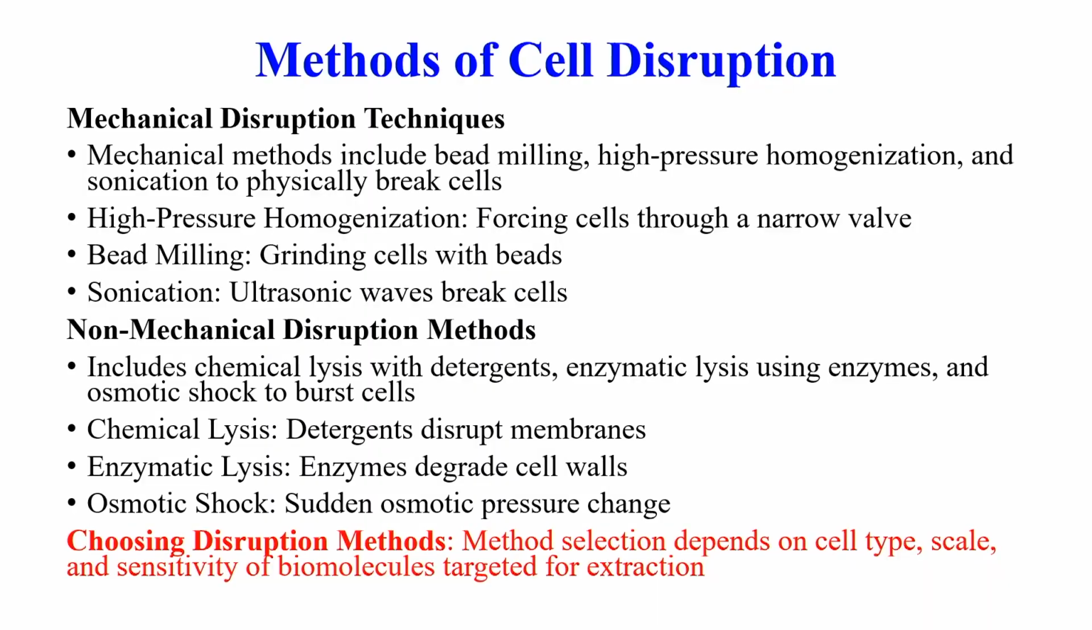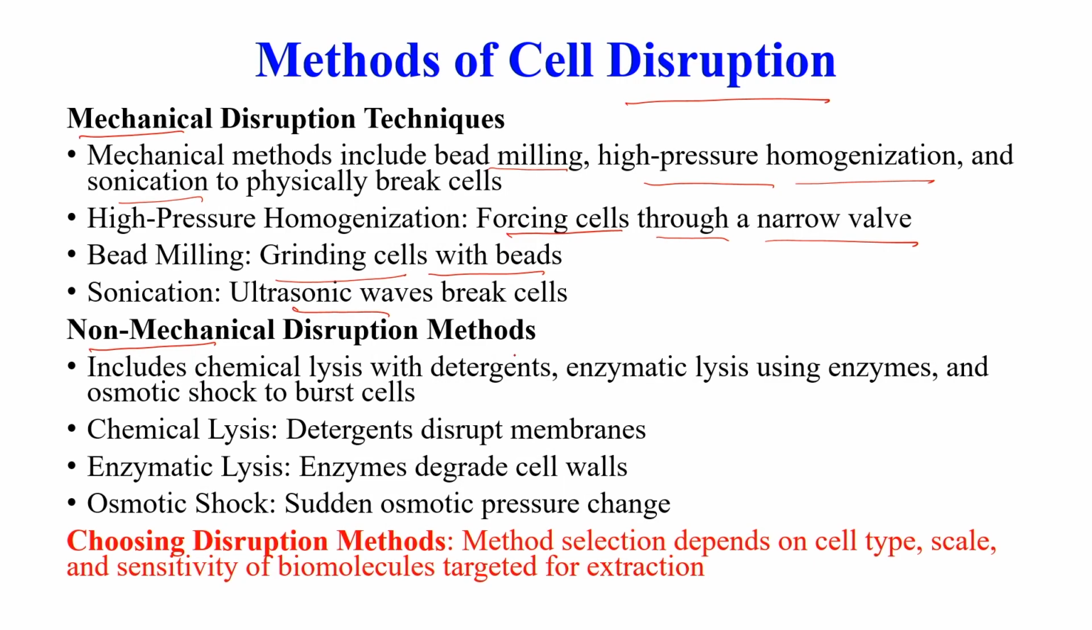Now, going ahead, today's main topic is cell disruption. We are going to see cell disruption methods, which can be categorized as mechanical or non-mechanical. In the case of mechanical, the first are bead milling, high pressure homogenization and sonication. High pressure homogenization forces the cells through a narrow valve. Bead milling grinds cells with beads, and sonication applies ultrasonic waves to break cells.